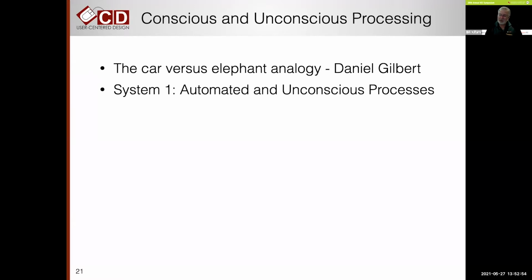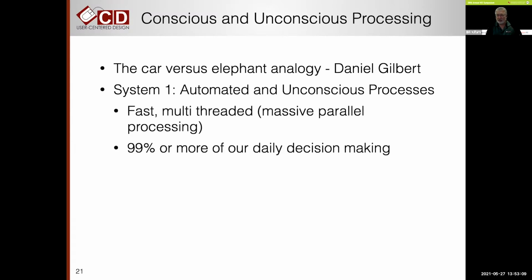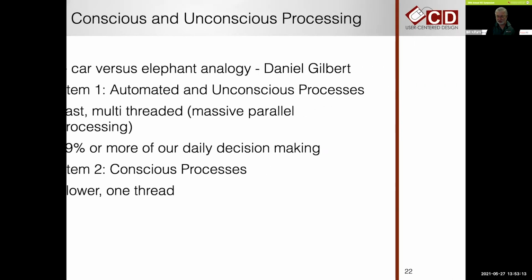And what Dan said about this is that this is really the way that our mind works, is that we have 2 levels of processes going on. One is an underlying process we call System 1, which is all of our automated and unconscious processes. And we have a second process called System 2.